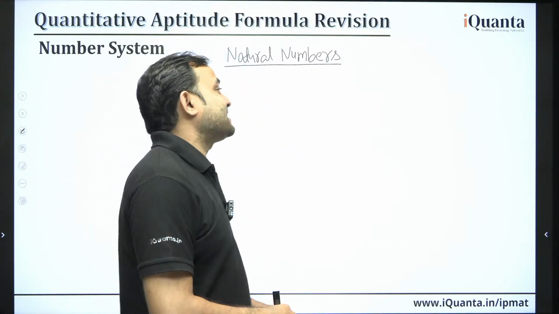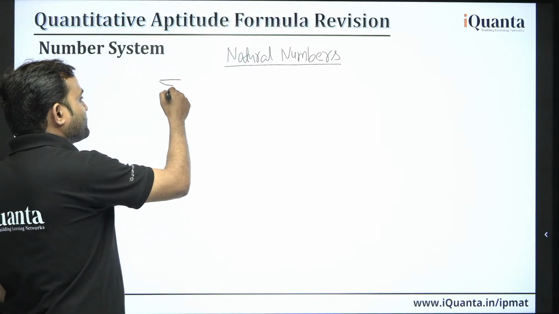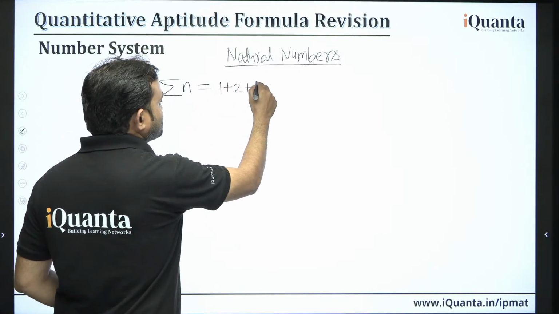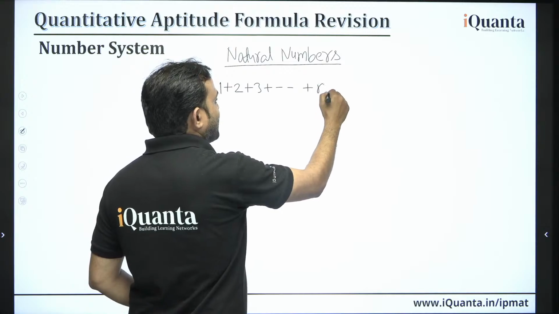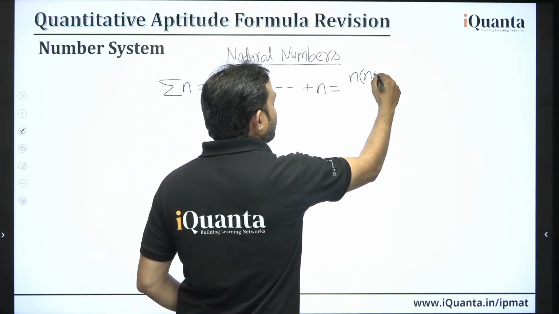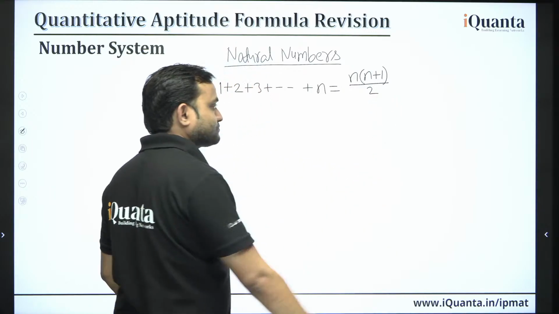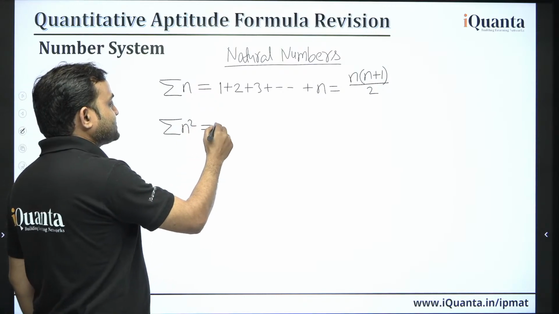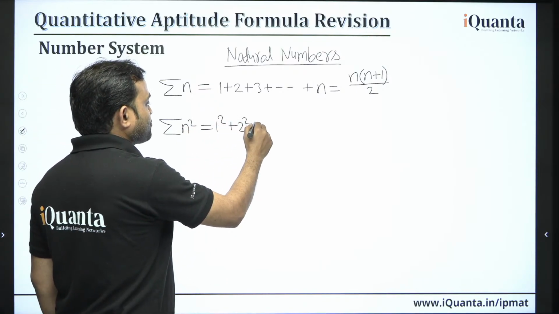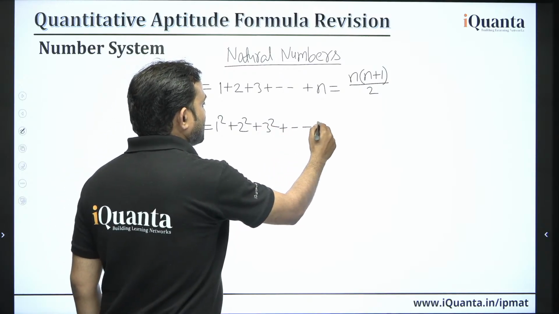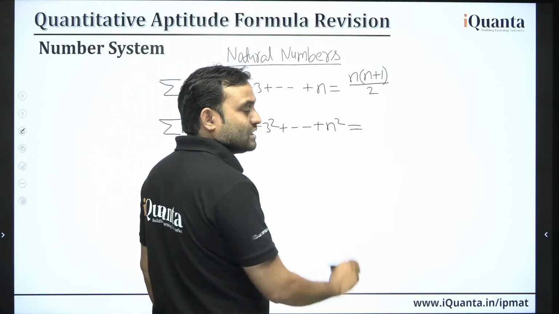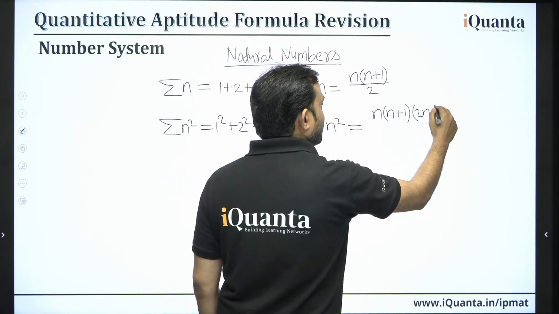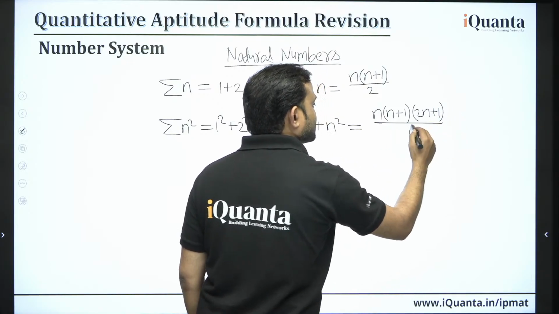Now in case of natural numbers, summation of n is 1 plus 2 plus 3 till n, and this is equal to n into n plus 1 upon 2. Then summation of n square, which is 1 square plus 2 square plus 3 square up to n square, will be equal to n into n plus 1 into 2n plus 1 upon 6.